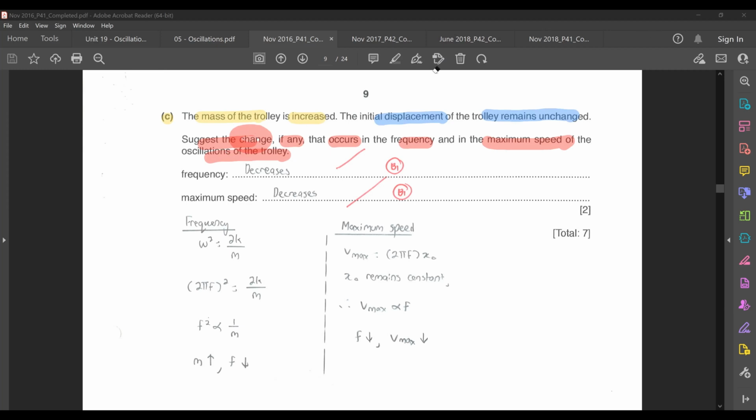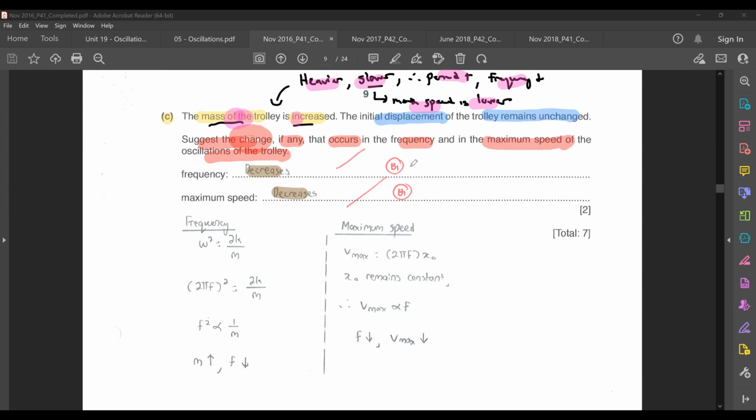Now, some people can use common sense here. They say that because the mass of the trolley is increased, it is somewhat heavier, so it becomes slower. So therefore, your period increases. The time taken for you to complete one oscillation increases, then frequency decreases. And also because it is slower, this means your max speed is lower too. This is the logic that some students tend to use, because the moment they see that the mass has been increased, it's heavier. It should move slower. So if it moves slower, max speed is obviously lower. And if it's moving slower, you are taking a longer time to complete one period, so your frequency will drop. So therefore, your answer is frequency decreases and maximum speed decreases.